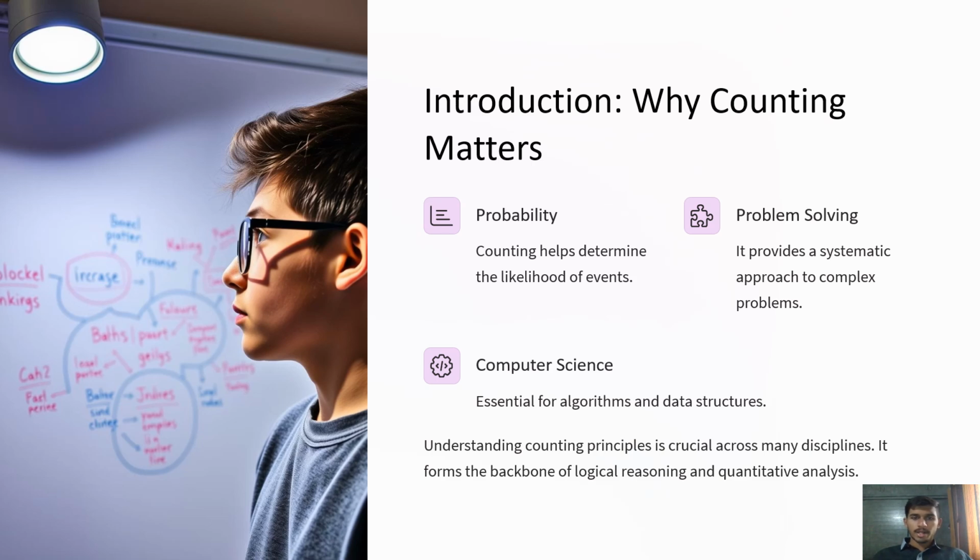The first one is probability. Counting helps determine the likelihood of an event. If there are two conditions, we can use counting to determine the number of possible cases and the number of favorable cases which are required by us. The second one is problem solving. It provides a systematic approach to complex problems. The next one is computer science, essential for solving algorithms and data structures. So these are the reasons counting is needed in our everyday life. Understanding the counting principle is crucial across many disciplines. It forms the backbone of logical reasoning and quantitative analysis.